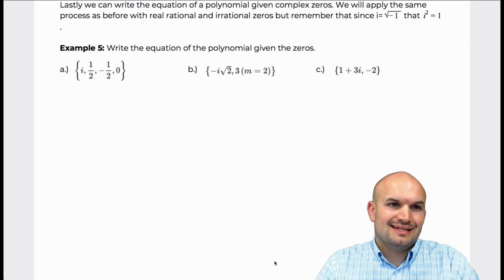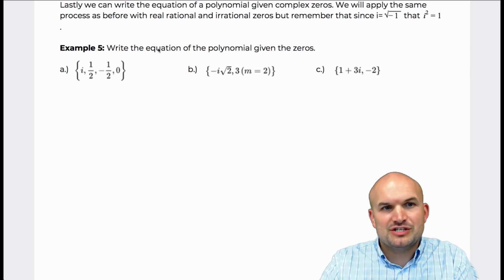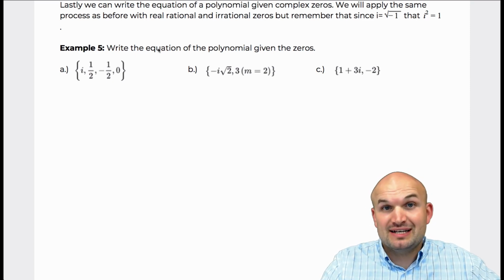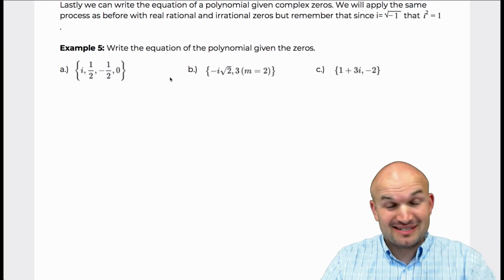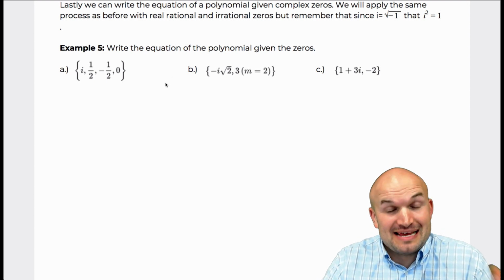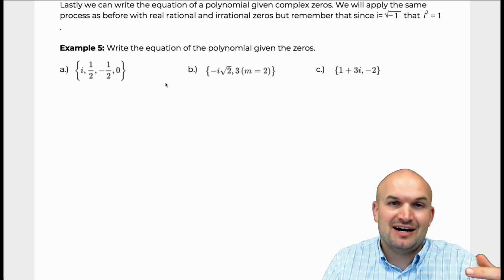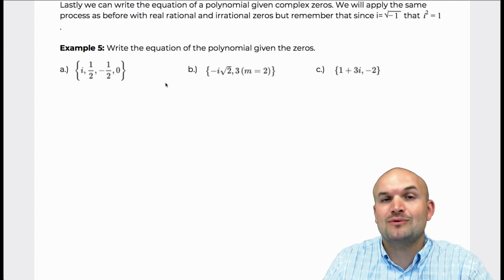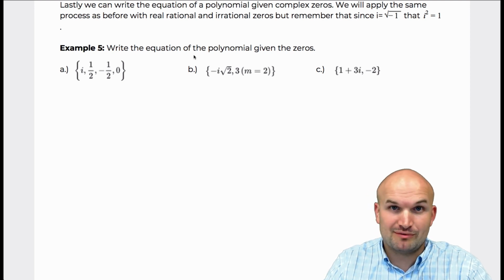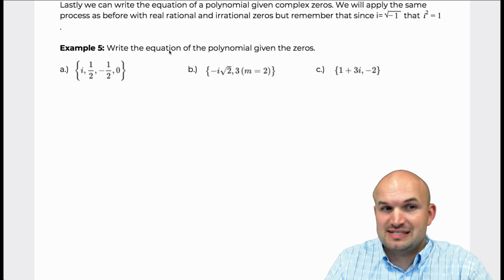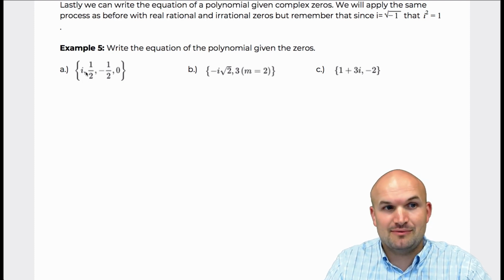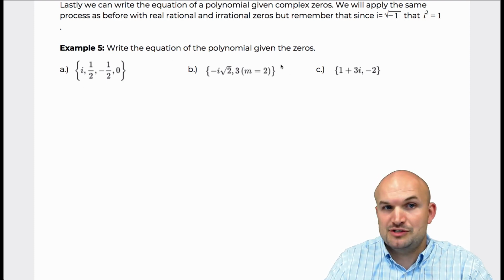Okay, so now on to the last example of writing the equation of a polynomial when we're given the zeros. Again, this is very similar, basically exactly the same operation that we've done for real rational zeros as well as for real irrational zeros. We're going to do the same thing. The only difference here is that we have some imaginary numbers in each of these problems.